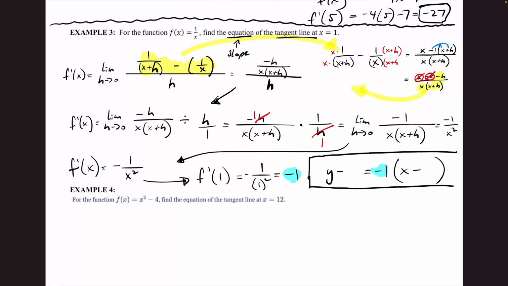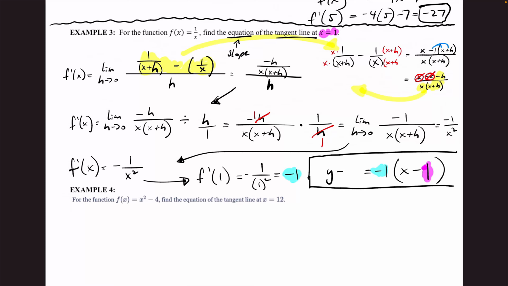Do I have the point? I have half of it. Which half do I have? I have x, right? What is x? 1. They said x is equal to 1, right? So I'm going to plug it in right there. There you go. How do I get y now?